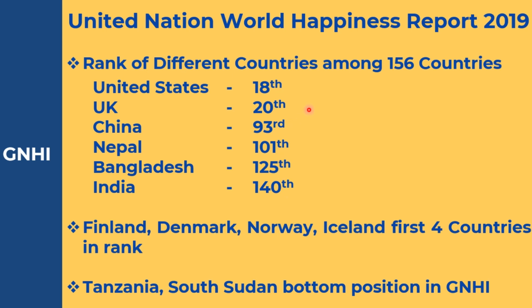In this slide, we can see the rank of different countries on the basis of the gross national happiness index. The first four countries in the rank are Finland, Denmark, Norway, and Iceland. Norway is the country we studied in our earlier lecture with the highest human development index. Here it comes third in the happiness index. The countries at the bottom position are countries belonging to the continent of Africa. Tanzania and South Sudan are at the bottom positions in the happiness index.